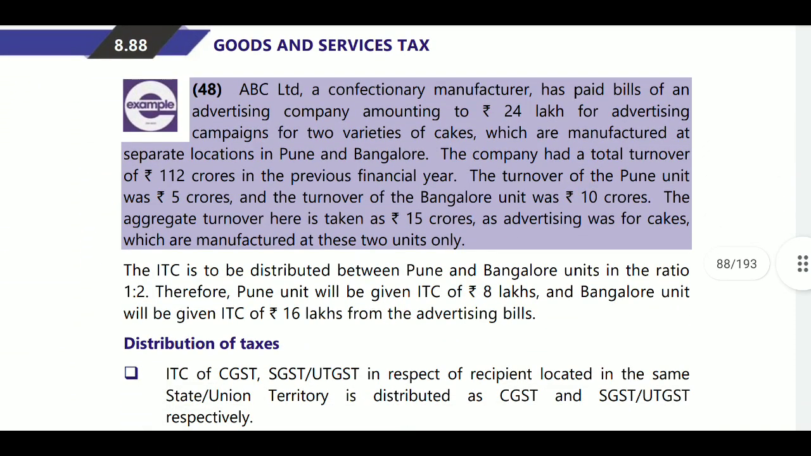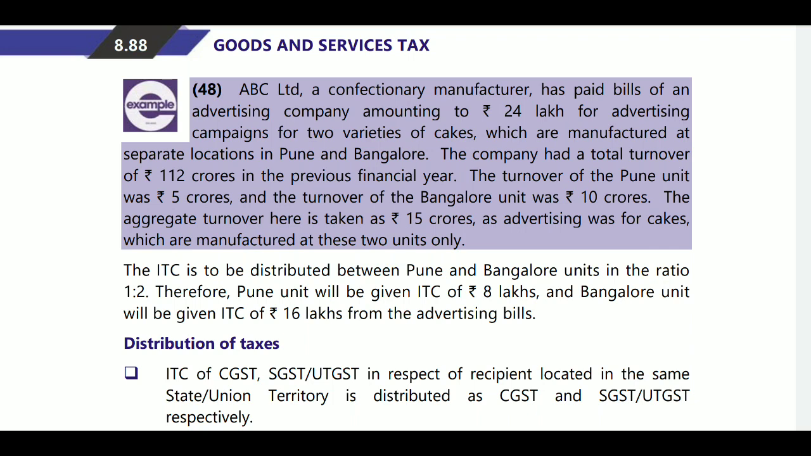So next, example number 48. What is there in example number 48? ABC Limited, a confectionery manufacturer, has paid bills of an advertising company amounting to 24 lakhs for advertising campaigns for two varieties of cakes, which are manufactured at separate locations in Pune and Bengaluru. The company had a total turnover of 112 crores in the previous financial year.